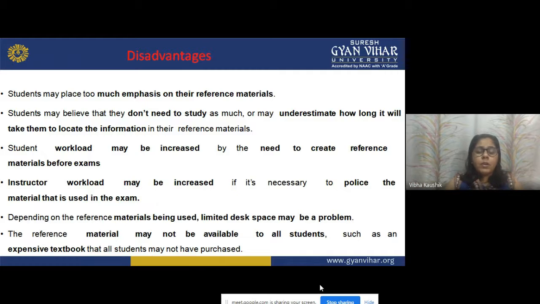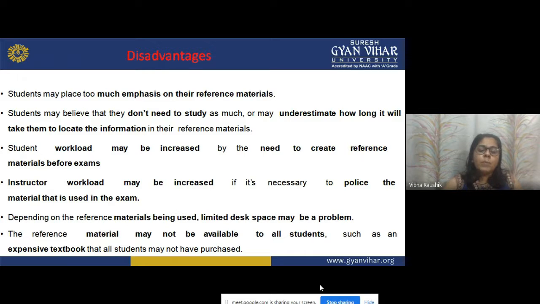Instructor workload may be increased. It's not only the workload of the student that will increase, the instructor workload may be increased. If it's necessary to police the material that is used in the exam, it means they have to think about which is the necessary material that can be used by the learner in the exam, depending on the reference material being used, and which different reference material can be used by the learner at the time of giving the examination.